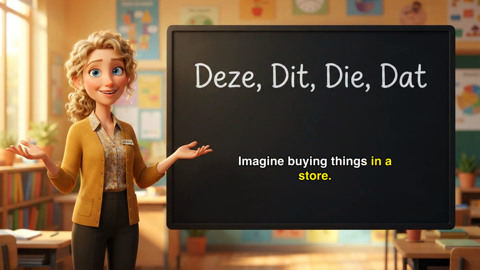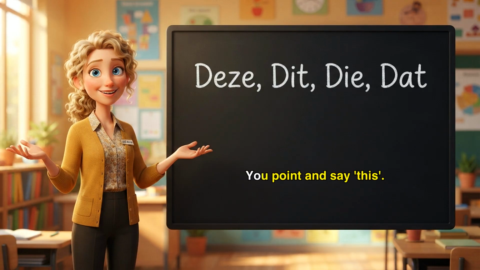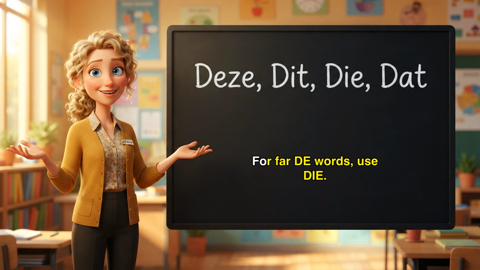Imagine buying things in a store. You point and say this. Dutch gender changes this word. For de words, use deze. For het words, use dit. For far de words, use die. For far het words, use dat.